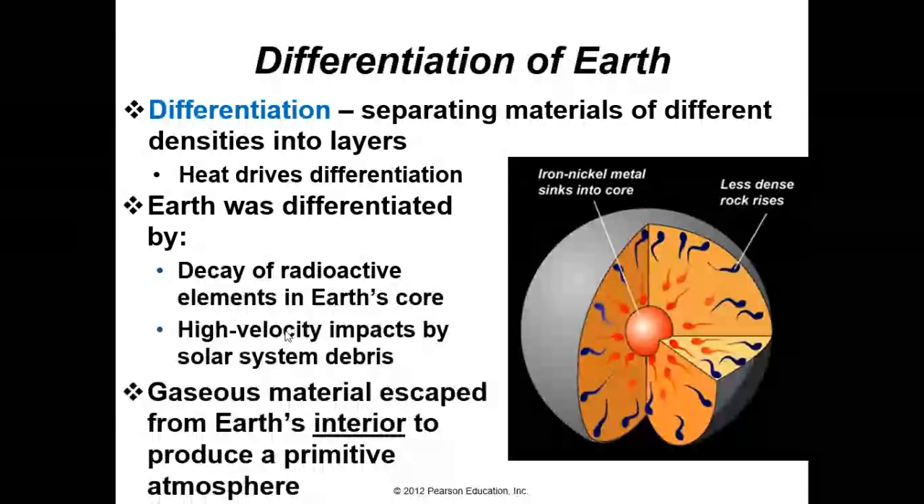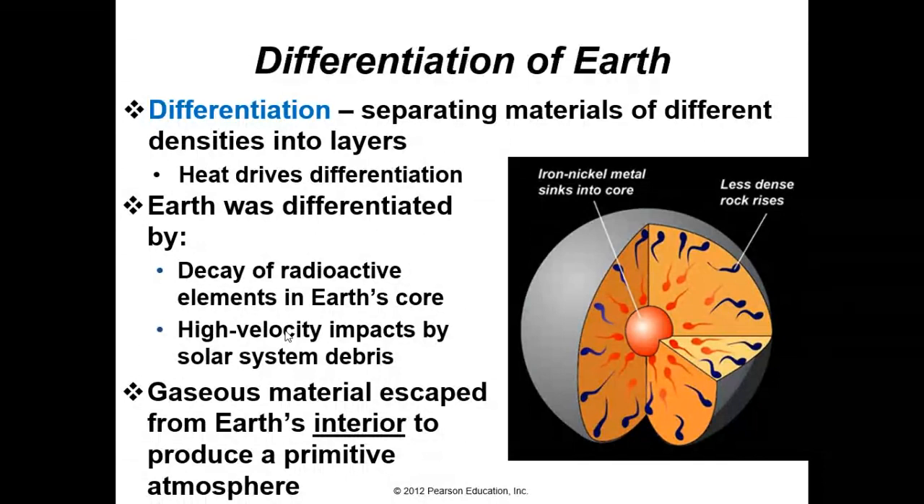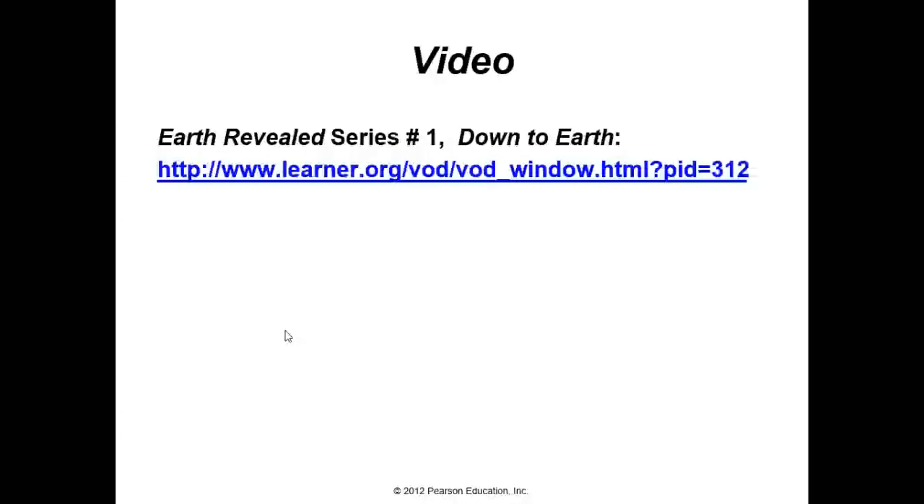Also, it's worth noting that as differentiation began to occur, like I said, the lighter materials began to go out towards Earth's surface. And the gases, specifically, over time began to collect and create a primitive atmosphere. Earth has actually had a couple different atmospheres over time, but we'll talk more about that later.